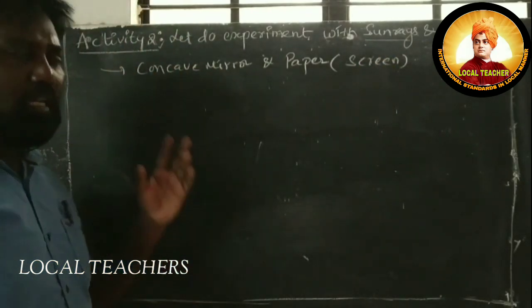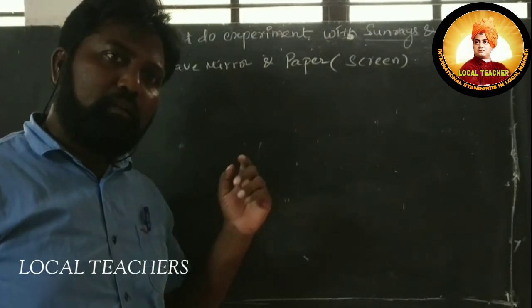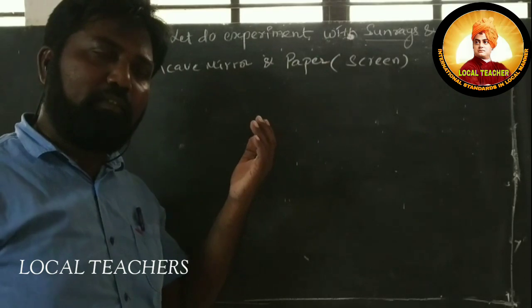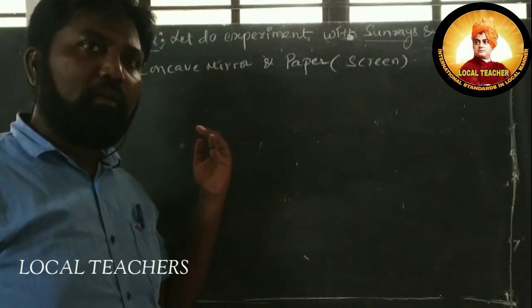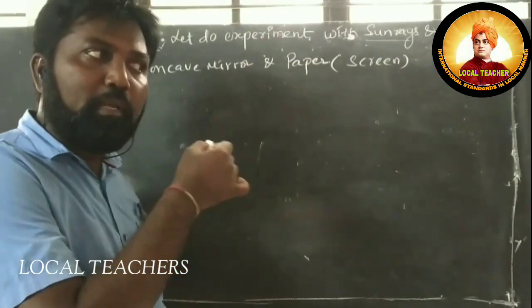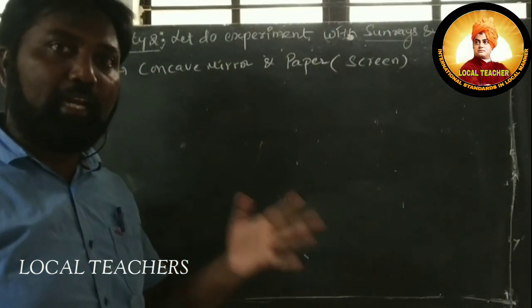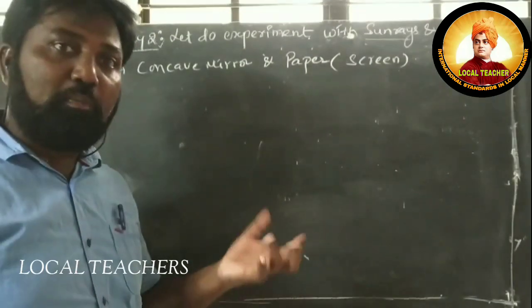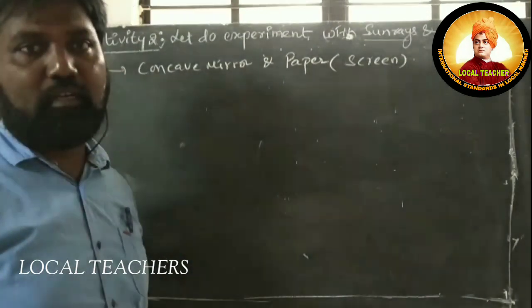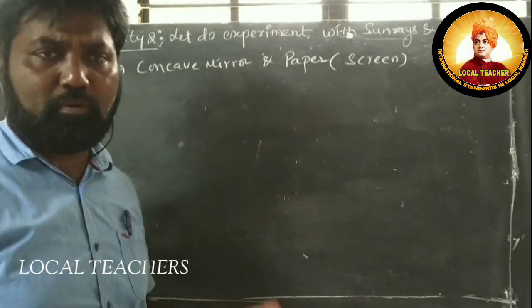So here keep this concave mirror such that the sun rays will fall on that. Okay, and take a paper and move the paper in front of the concave mirror. At an instant you will get smallest and brightest point. Okay, so how we are getting that smallest and brightest point is nothing but here.